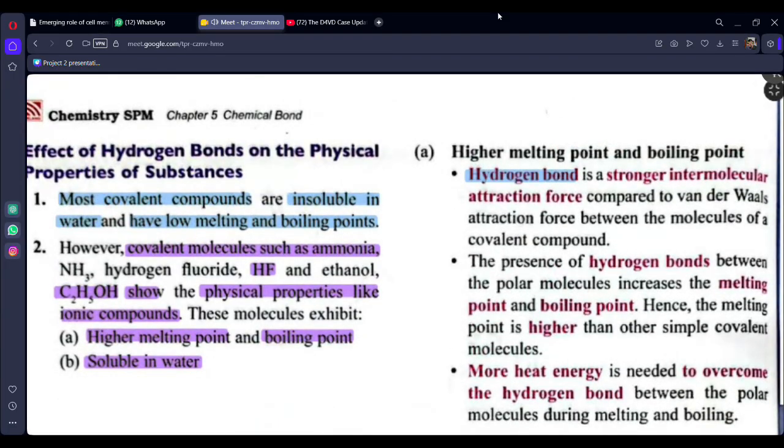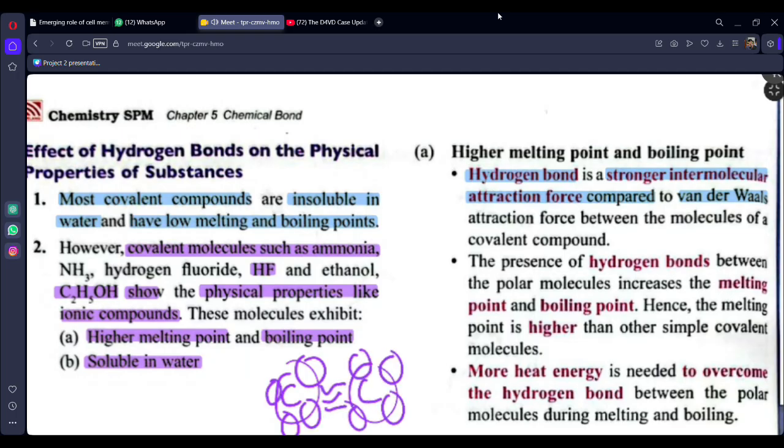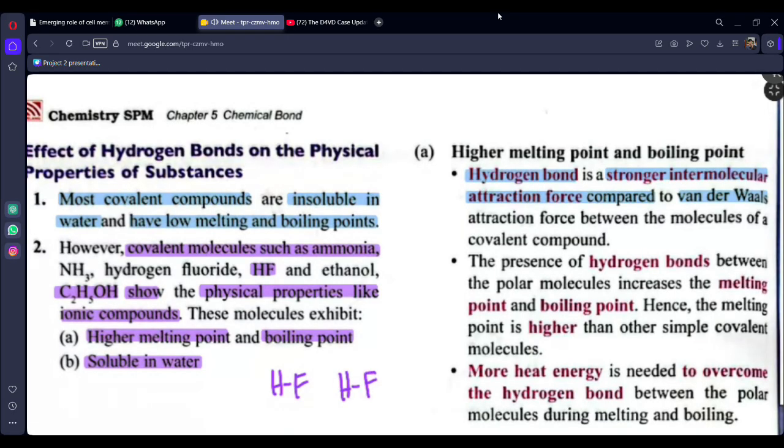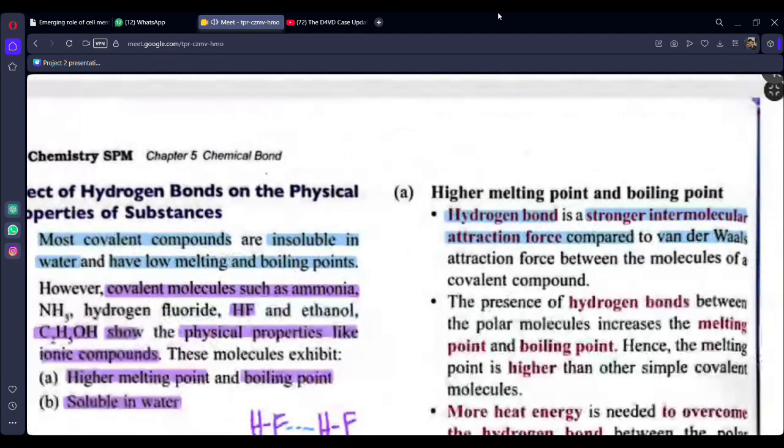See, hydrogen bond is stronger than van der Waals. Van der Waals is which one? Like I told you all, the CCl4, CCl4, then in between ada van der Waals sikit. Okay, it's not that strong compared to if I give you hydrogen fluoride, hydrogen fluoride, then got hydrogen bonding between the F and the H, ni lagi kuat. Okay, presence of hydrogen bonds.